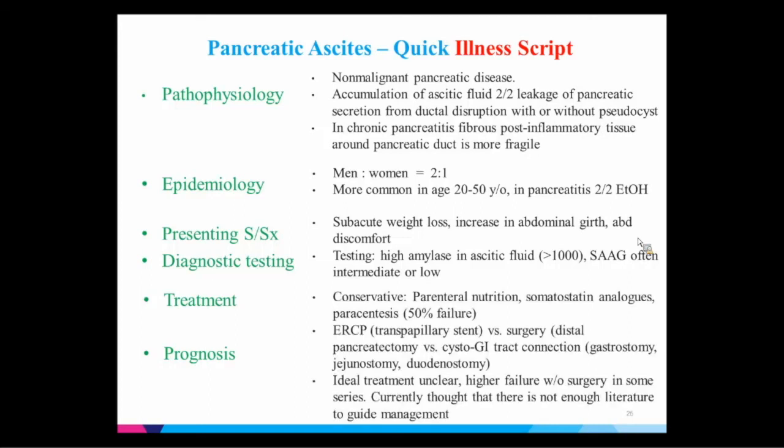And then treatment-wise, when they look at all these cases, the people who get conservative treatment, which is parenteral nutrition, somatostatin analogs to decrease pancreatic secretion, and paracentesis, there's a 50% failure rate and a fairly high mortality rate. But more recently, there's a lot more endoscopic work being done, so by ERCP, people can have a transpapillary stent, or surgery, like a distal pancreatectomy, versus a GI tract connection, like gastrostomy, jejunostomy, or duodenostomy, depending on where the closest thing is, thought to have a higher success rate. But the ideal treatment is unclear.